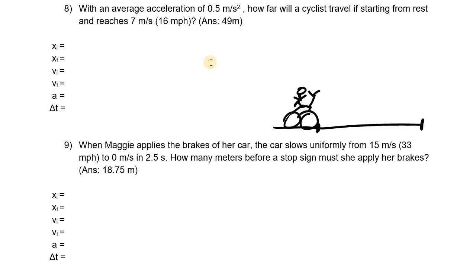What are we going to say the initial position of the cyclist is? Okay, so it's 0 meters. What is this first piece of information telling us? With an average acceleration of 0.5 meters per second squared. Well, it's telling us that that's the average acceleration, and the other key clue is that it's meters per second squared. So we're being given the acceleration. Okay, how far will the cyclist travel? So what is that asking us?